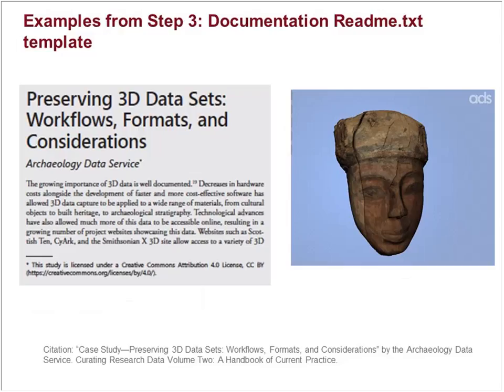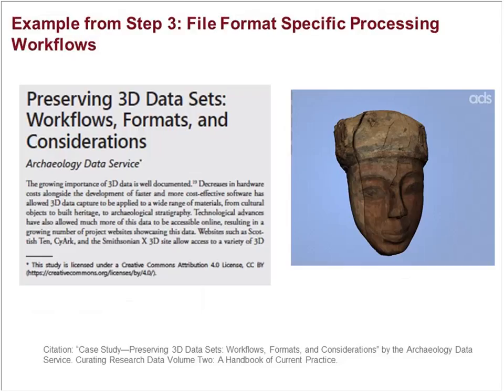Another thing that we do in the curation process, in particular for a wide range of file formats, is have a kind of sub-workflow depending on the file format itself. For example, this is one of the case studies in the handbook that describes how to work through the curation process for 3D data sets. 3D images, like the one you see here on the right, are becoming much more common file formats, particularly from archaeological data. And so what is the process? What is the workflow for doing this specific file format?